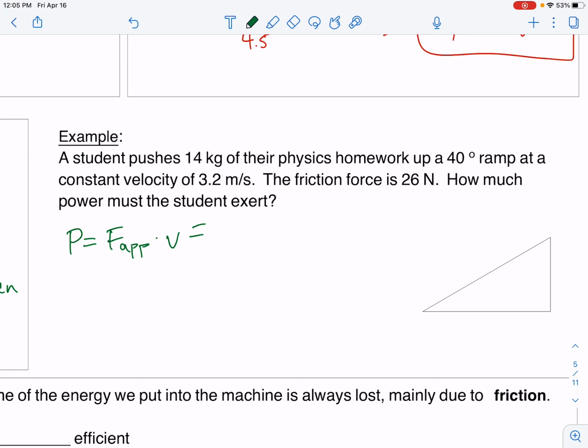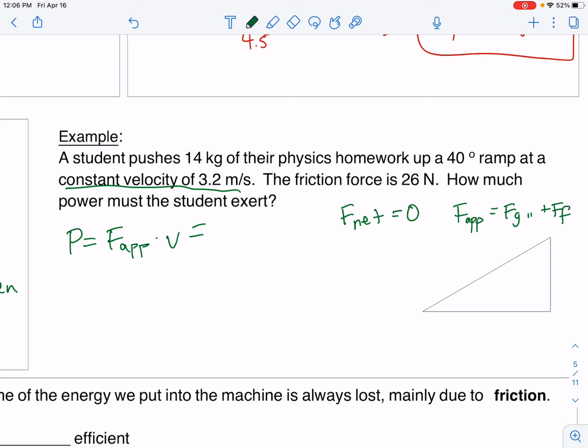Now in this case, because it's moving at constant velocity, we know that the net force is equal to 0, which means that the force applied is equal to the force of gravity parallel plus force of friction.